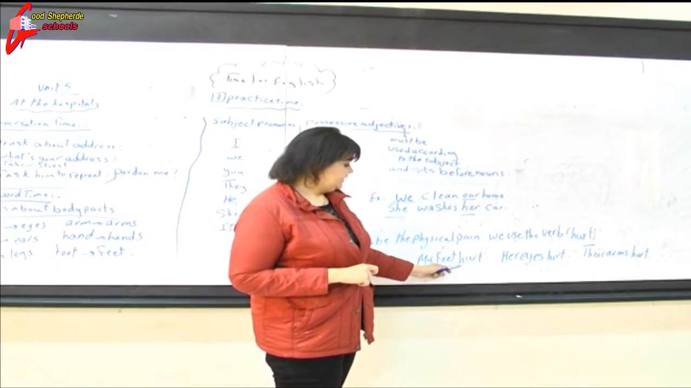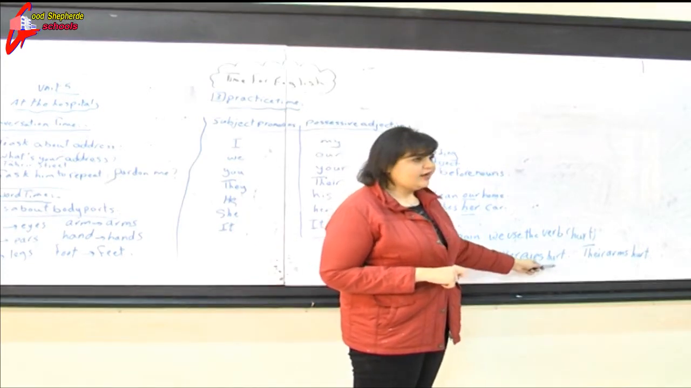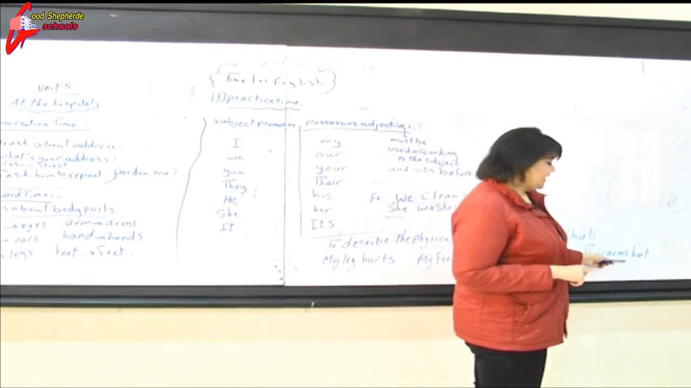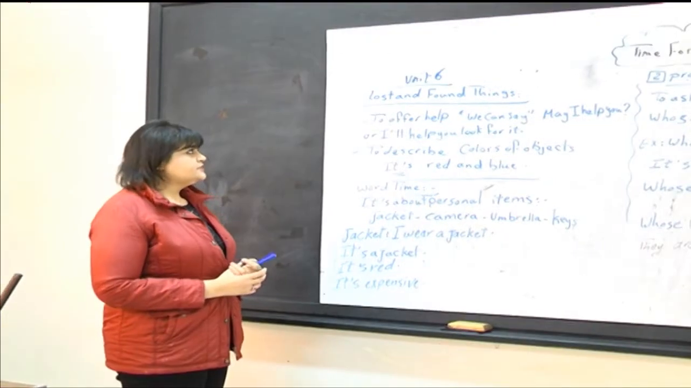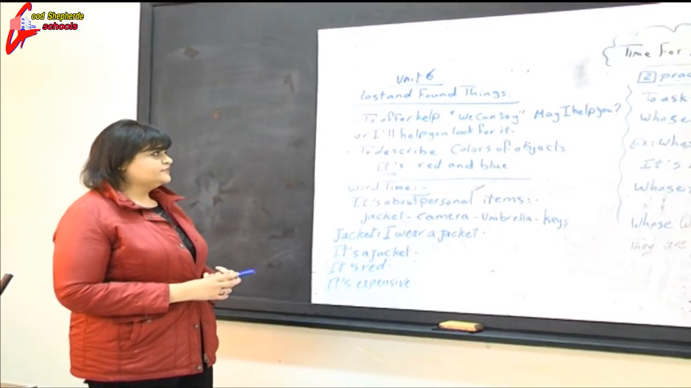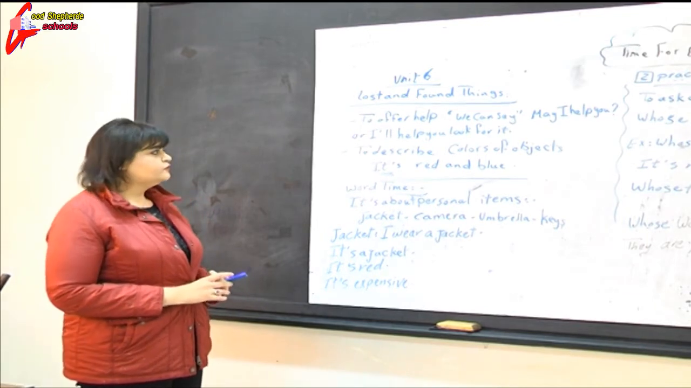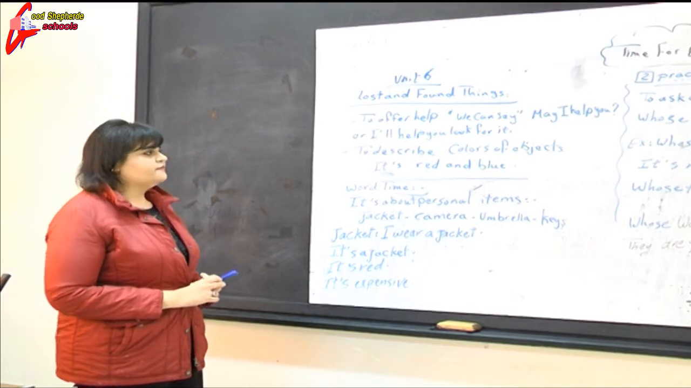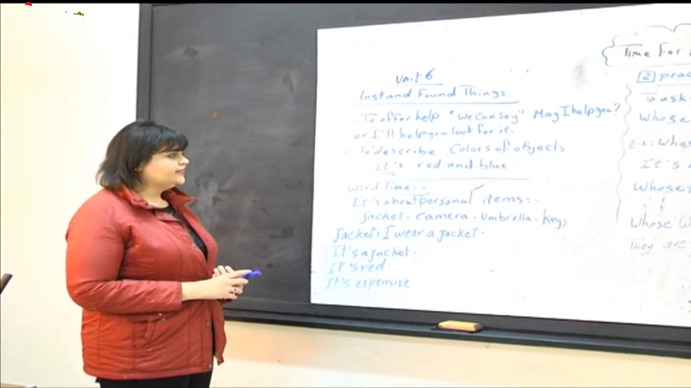Her eyes here with S, so I use hurt. Their arms hurt, because I have arms with S, so I use only hurt. Unit 6, lost and found things. To offer help, we can say, may I help you, or I will help you look for it. To describe colors, we can say, it's red and blue.